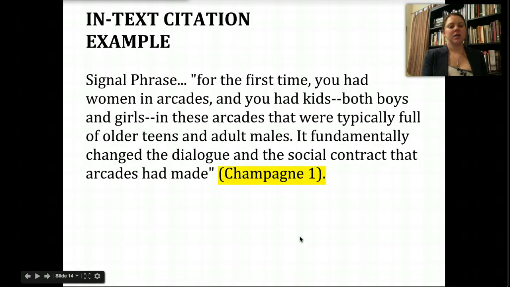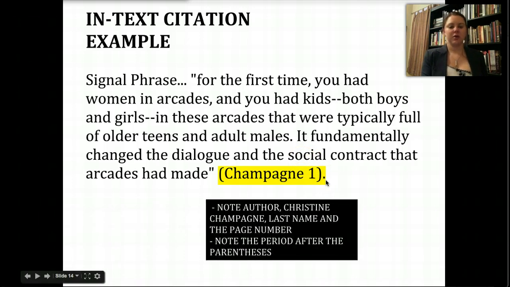Okay, so an in-text citation example. This is the exact same quote that I used earlier. I took out the signal phrase. Let's pretend that we made up a different one. The basic in-text citation would use Christine Champagne as the author, remember. So we would use her last name, and then we would use the page number, whatever page it came from, and then I'd have my period.